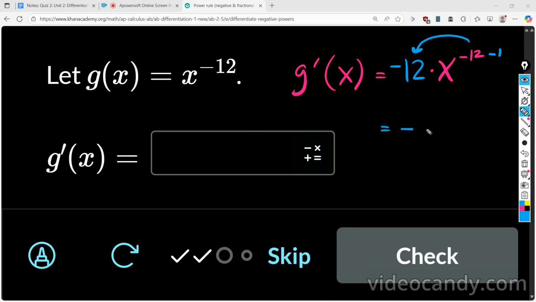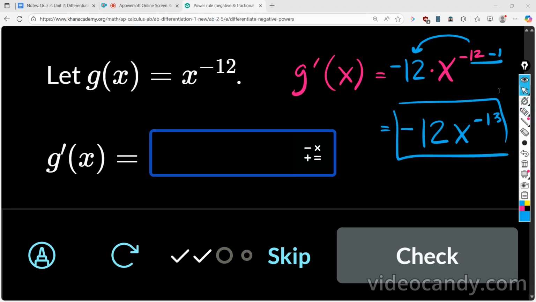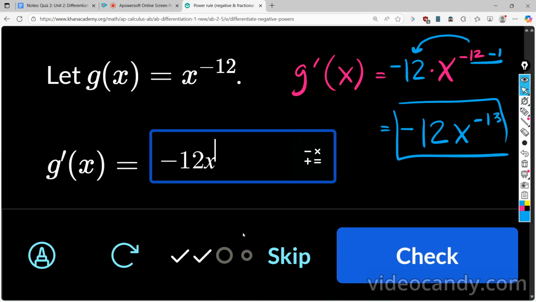So you have a negative 12 times x, and negative 12 minus 1 is going to be negative 13. Final answer, pretty simple: negative 12x to the negative 13. That's your derivative.